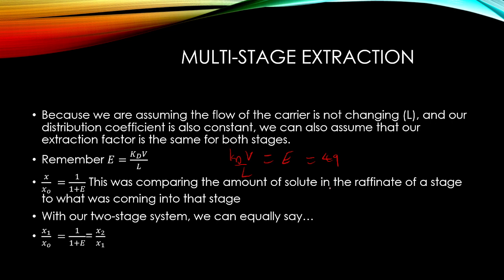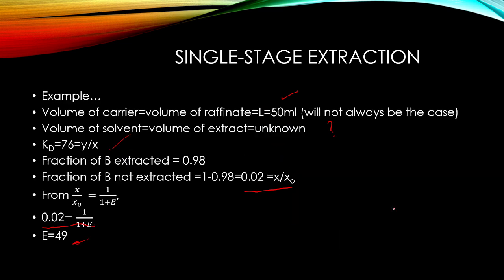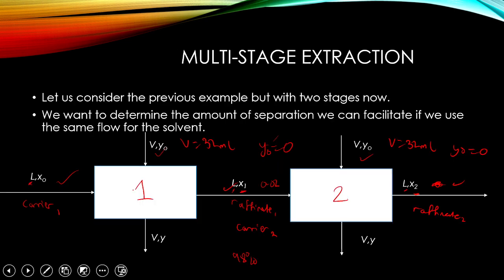Now, remember when we were comparing the fraction that was not extracted, we said it was x over x naught equal to 1 over 1 plus E from the previous question. We are going to use that same understanding. So let me clear this screen first before I continue with that.